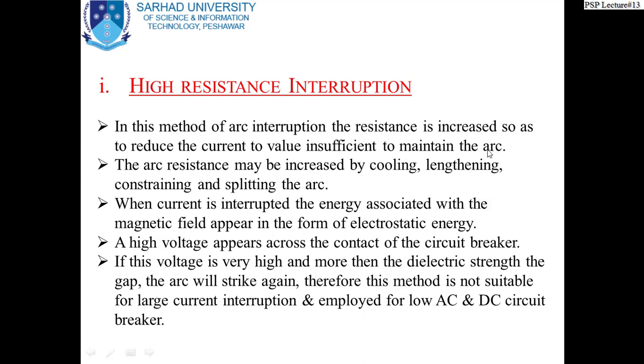If you increase the resistance of any part or of any circuit, naturally the current will reduce. Just simple Ohm's law, increasing resistance will reduce the current. So the resistance is increased to a level so that the current becomes zero, or if it is not zero, it is not enough to maintain the arc. These are the methods by which the arc resistance can be increased.